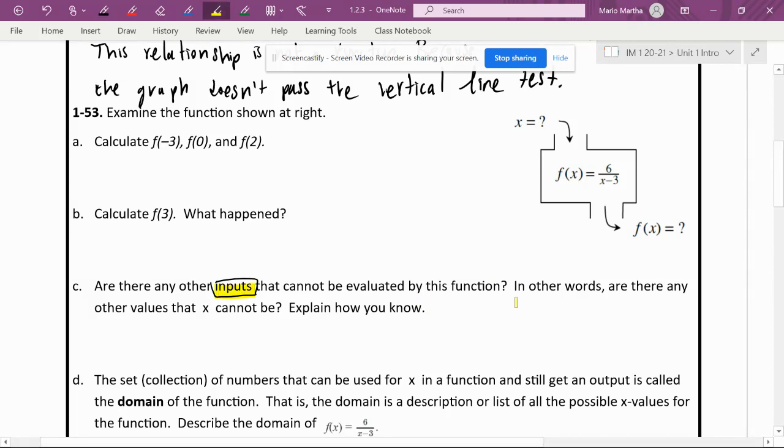In other words, are there any values that actually cannot be used? Okay, so that is something that cannot. And then they're throwing in again the question of domain. So let's start off with the first one. Let's look for f of -3.